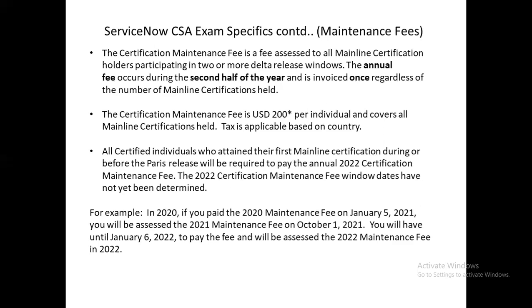For example, in 2020, I'll just give you a classic use case in terms of the invoicing cycle for this particular maintenance fee, right? For example, in 2020, if you have paid the 2020 maintenance fee on January 5, you will be assessed this fee in October. So you have paid it on January 5, right? But then they are assessing generally on their cycle. So their cycle, at that time, fell on 1st of October 2021. Which means you still have time till January 6, 2022 to pay the fee.